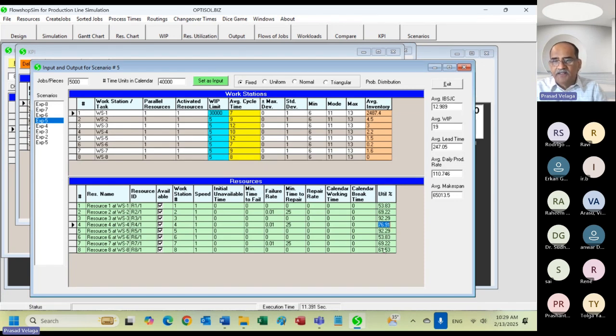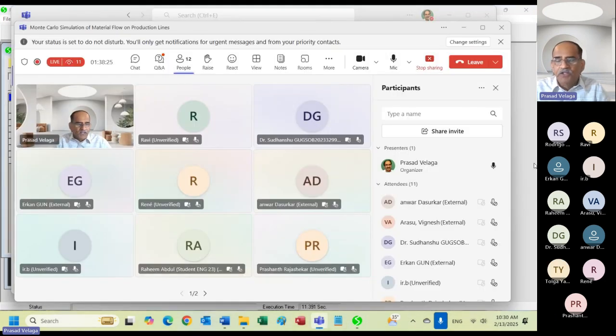So if you have any questions, let me know. Basically, I want to conclude by saying that a simple, quick, easy Monte Carlo simulation of material flow and production lines will complement what you do in terms of lean manufacturing. So it gives a comprehensive knowledge of the dynamic nature of production lines. You could see how various factors affect the KPIs of the production line. This is what I wanted to show.